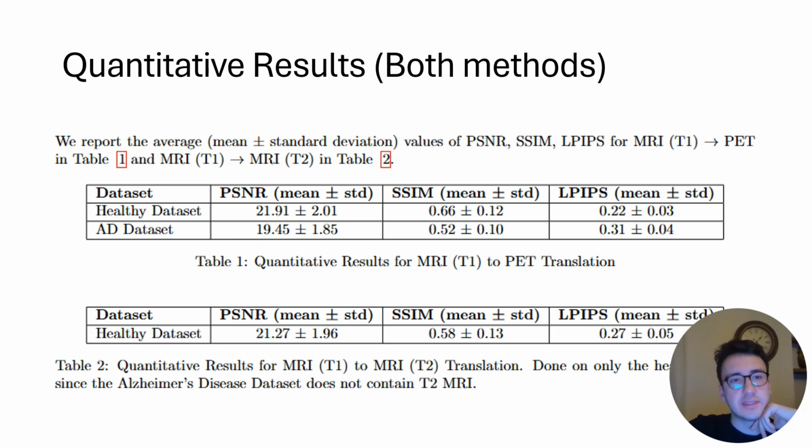Here are the quantitative results for the aforementioned metrics. Basically, in summary, this means that the healthy dataset outperforms the Alzheimer's disease dataset in MRI-to-PET, which is expected because we have done the training on the healthy dataset. And here we have T1 to T2 translation. We don't have the Alzheimer's disease test case because, as I said, we don't have T2 data for the Alzheimer's disease patients, so nothing to compare them with, basically. So that part cannot be done.